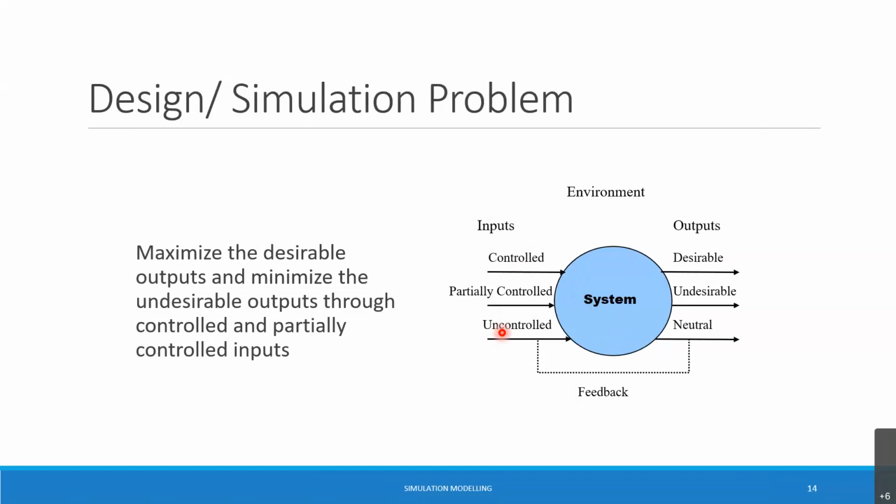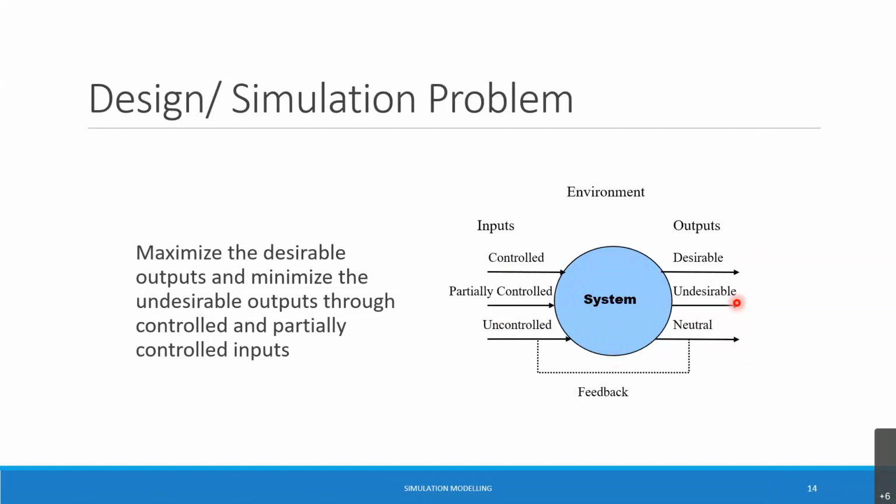The inputs can be classified as controlled, partially controlled, or uncontrolled, depending upon to what extent you have control over the inputs. And then the outputs could be desirable, undesirable, or neutral. Undesirable are the negative impacts. I'll say all the costs are undesirable. When I say cost, any negative consequence of an activity you take up is obviously a kind of cost.